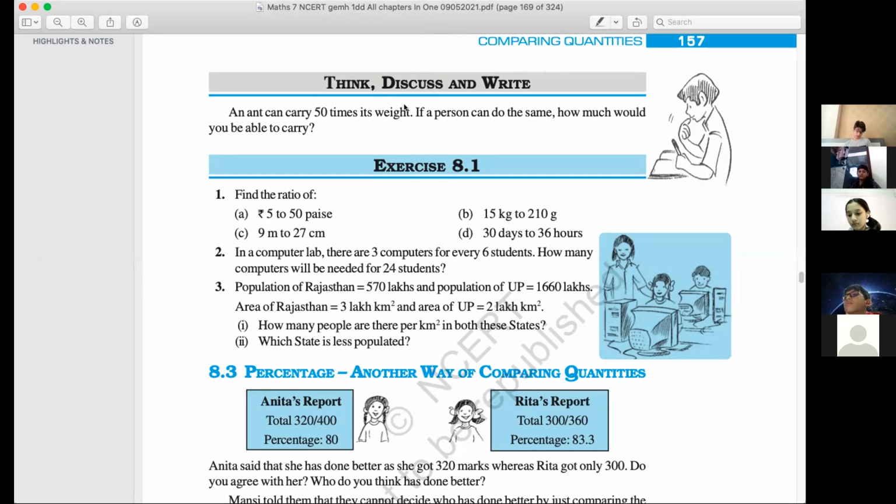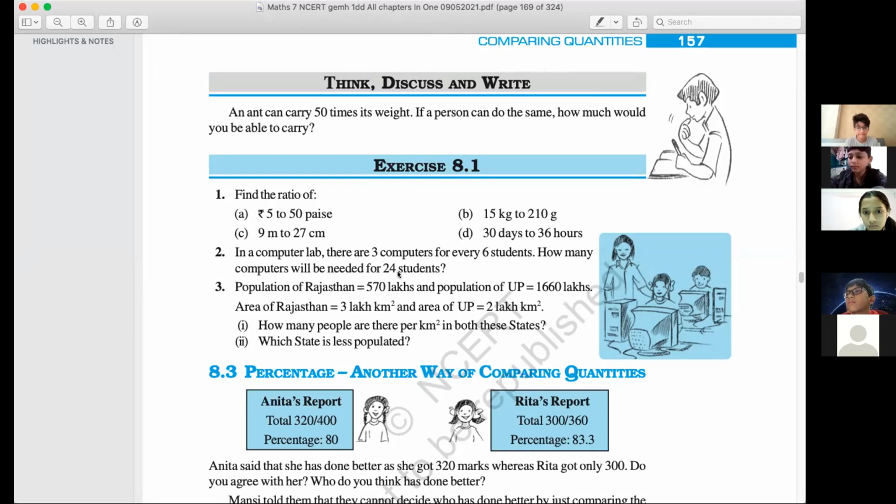So the homework question answer is 20 is to 1. Ibrahim has already explained how to get this answer. So I'm going to the next question. In a computer lab, there are 3 computers for every 6 students. How many computers will be needed for 24 students?